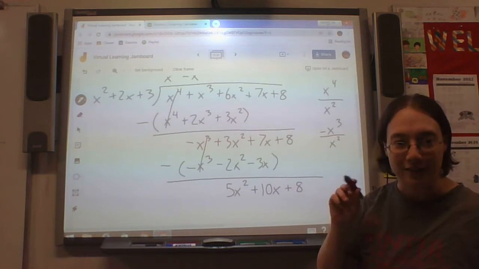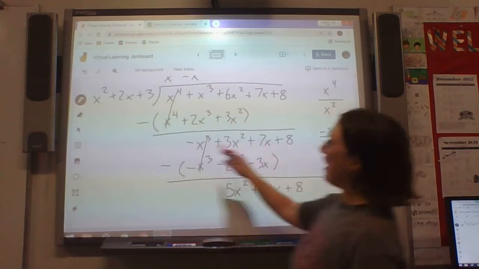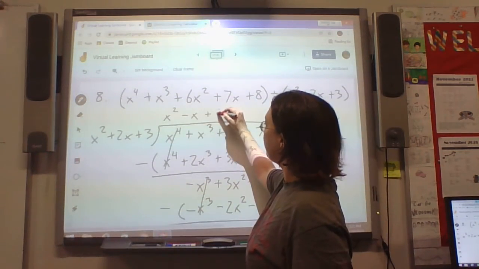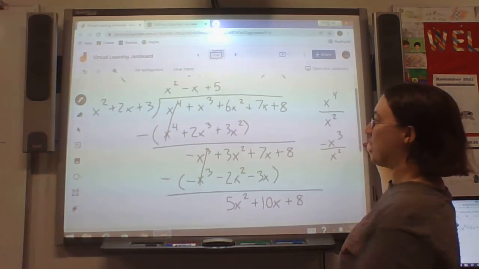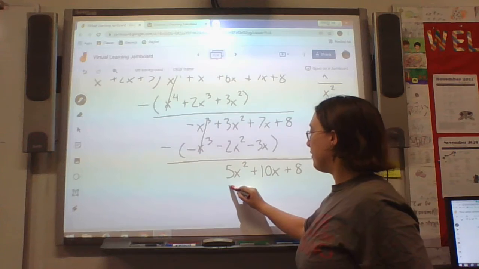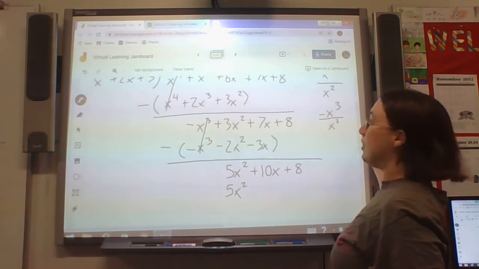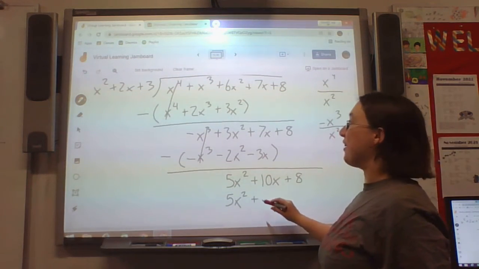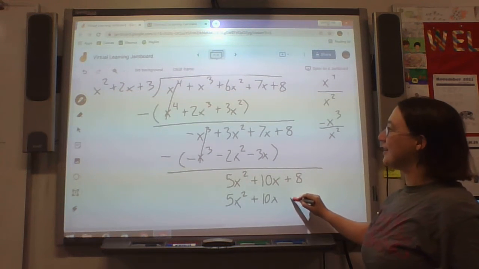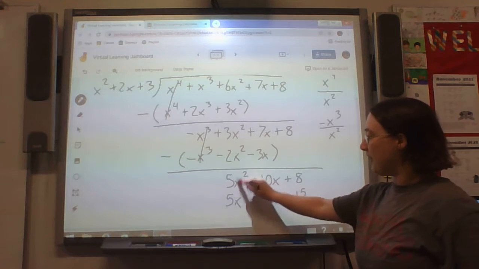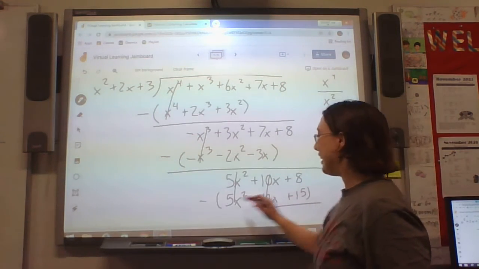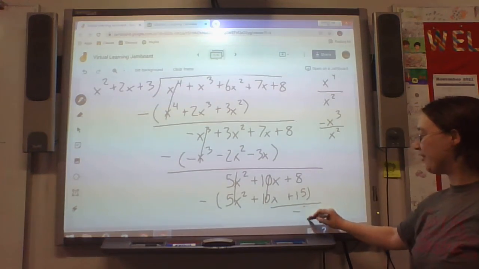All right, last one. Now we're looking for how many times x squared goes into 5x squared, which is just going to be a 5 there. So plus 5. And then we're taking that 5 times all of this stuff. So 5 times x squared is a 5x squared. 5 times 2x is 10x. Ooh, that's pretty nice. And 5 times 3 is 15. So these are gone. These are gone. So our remainder is just 8 minus 15, which is a negative 7.